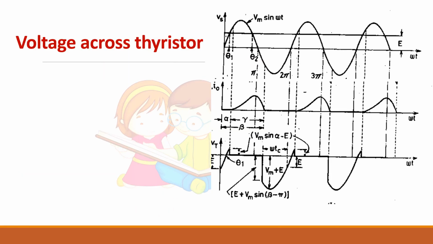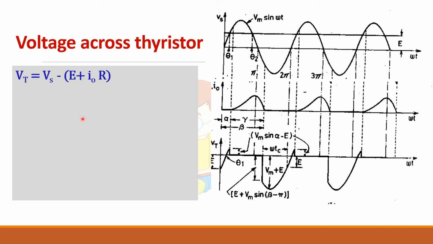Now let us find the voltage across the thyristor. Vt is equal to supply voltage minus load voltage. For the load you have IR plus L into di by dt plus E, but L into di by dt is equal to 0 because the voltage across the inductor will always be 0.